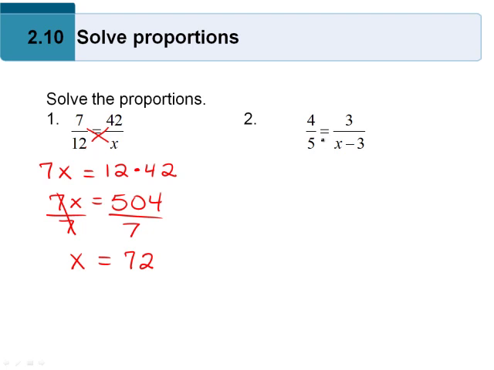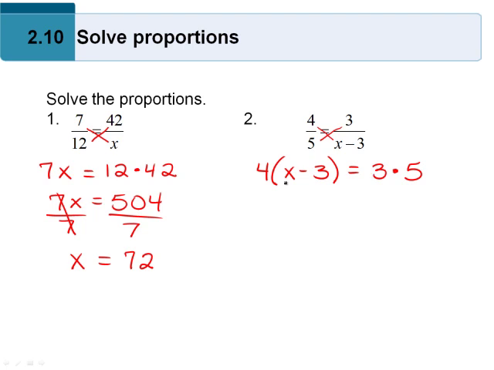All right, over here we have 4 over 5 equals 3 over x minus 3. Now, you have to be careful because when you multiply the 4 and the x minus 3, you have to keep that x minus 3 in parentheses because that's all one term underneath the 3. So we're going to have 4 times (x minus 3) equals 3 times 5 on the other side. Or you could also write 5 times 3. The order does not matter.